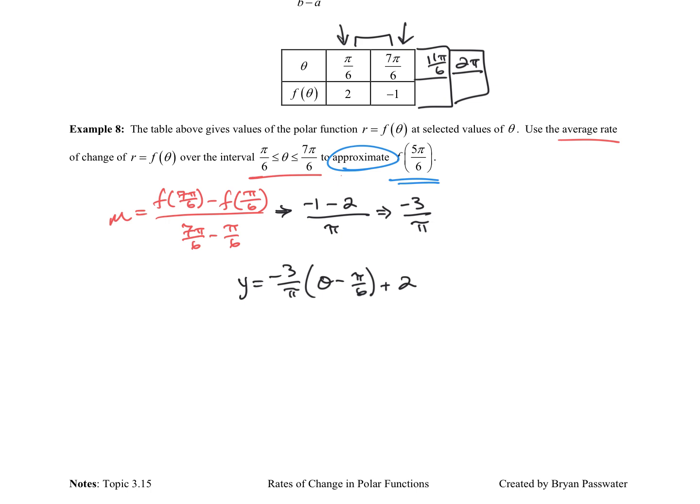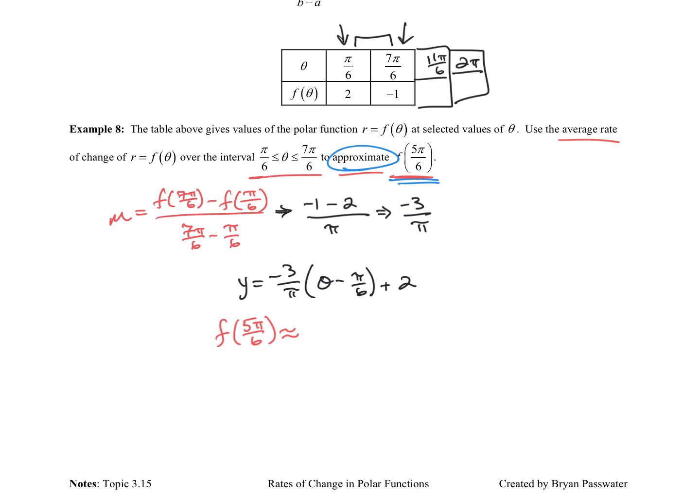Now it says to approximate f of 5 pi over 6. And so this is the notation we need. We need f of 5 pi over 6 and then a squiggle. Why do we need a squiggle? Because it's an approximate. In calculus, we need that little squiggle whenever it says the word approximate as well. So I need to get you used to it now, so later it will be even better. Now we're just going to substitute in what?